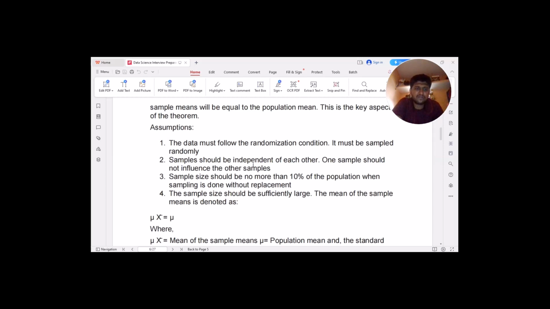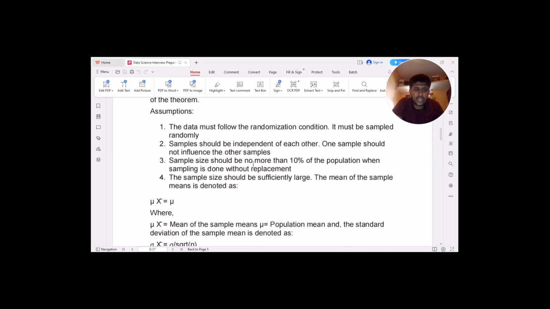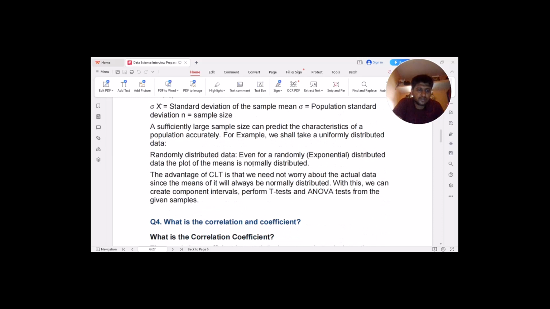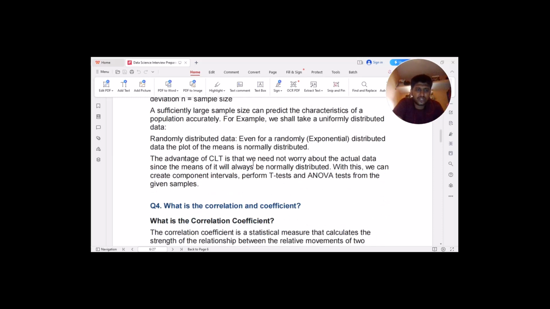So the mean of the sample means is denoted as mu x bar, which is equal to mu, where mu x bar is the mean of the sample means, and mu is the population mean. That is a particular thing you need to understand. And the standard deviation is sigma x bar equals sigma by root n, square root of n. This is one advantage of the central limit theorem.